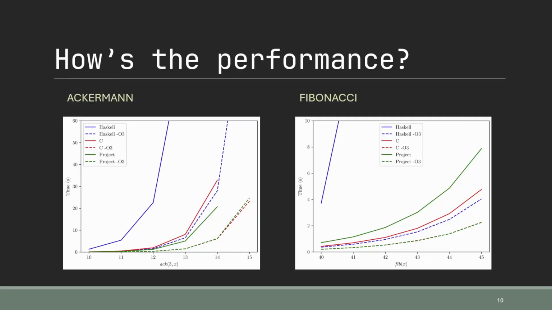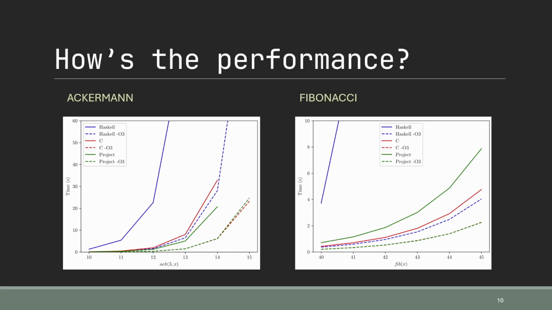One way of measuring performance is to see how well recursion is handled in programs. Here we benchmark the Ackermann function, as we saw before, and the Fibonacci function against Haskell, compiled with GHC, C, compiled with Clang, and the compiler in the project. There are two interesting trends here.